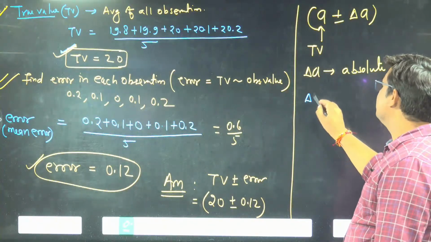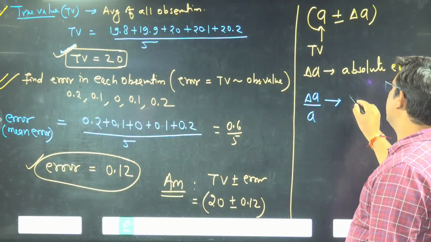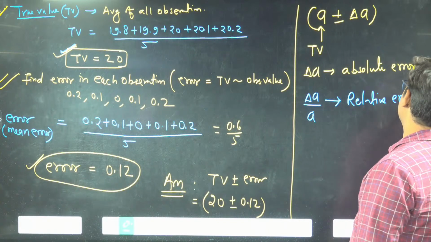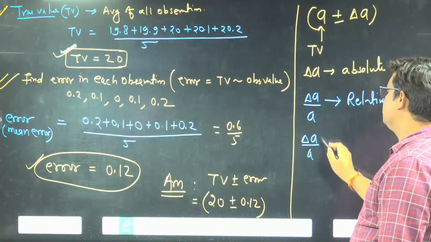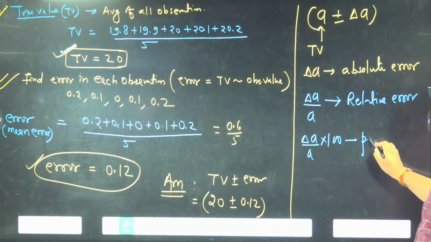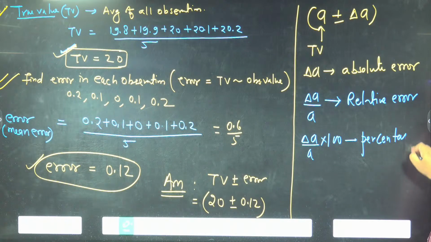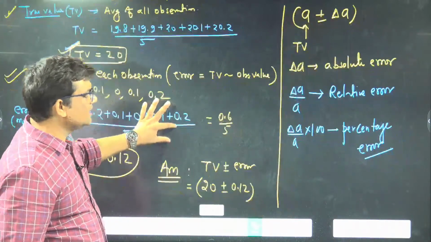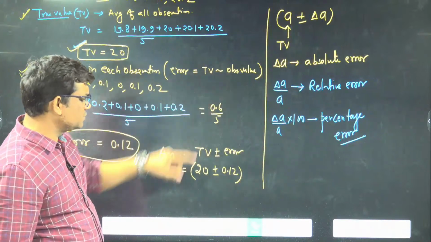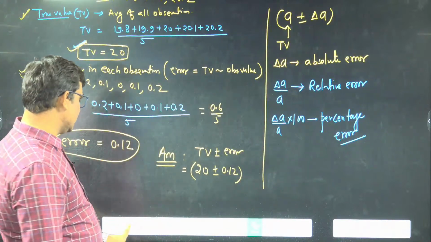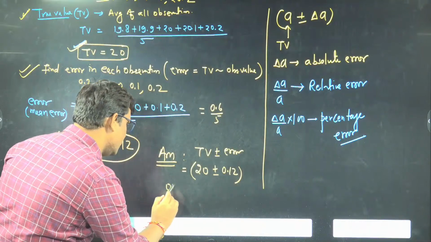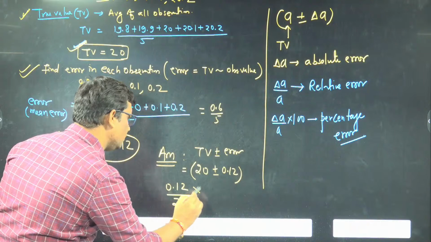If I say delta A by A, so delta A by A is known as relative error. And if I say delta A by A into 100, then this one is known as percentage error. So do you get here that we can write absolute error? Generally we write in terms of absolute, but relative as well as percentage. Like in this question, if you have to find the percentage error, sometimes percentage error can be required. So what we can say, 0.12 divided by 20 into 100.